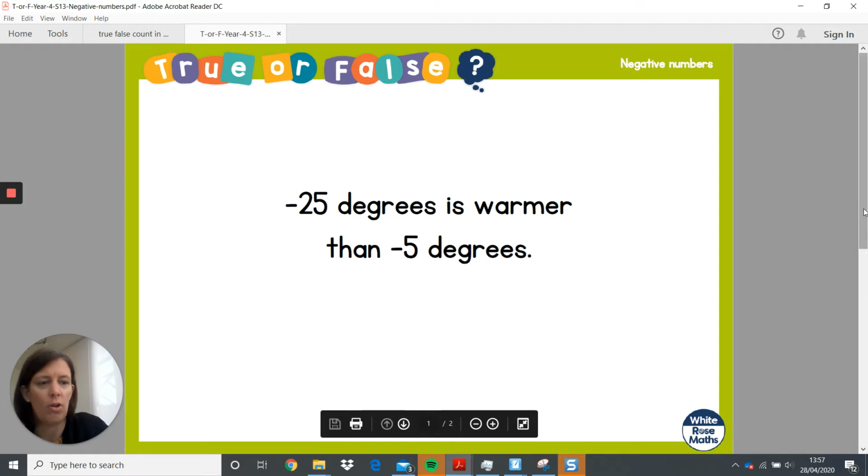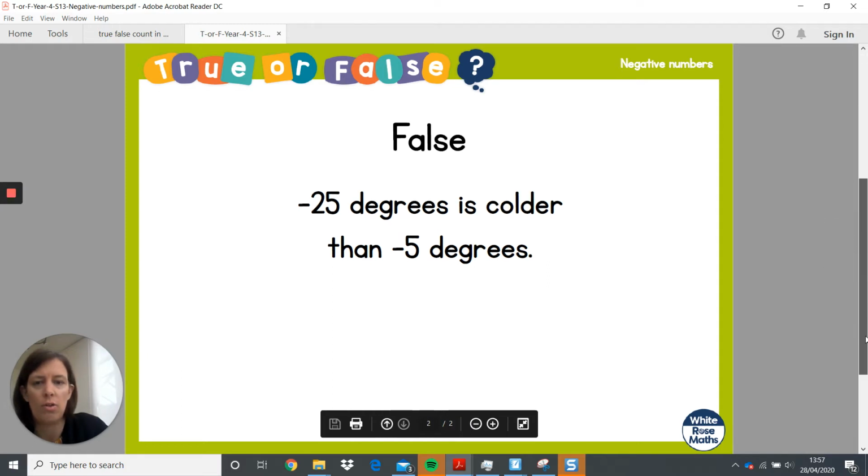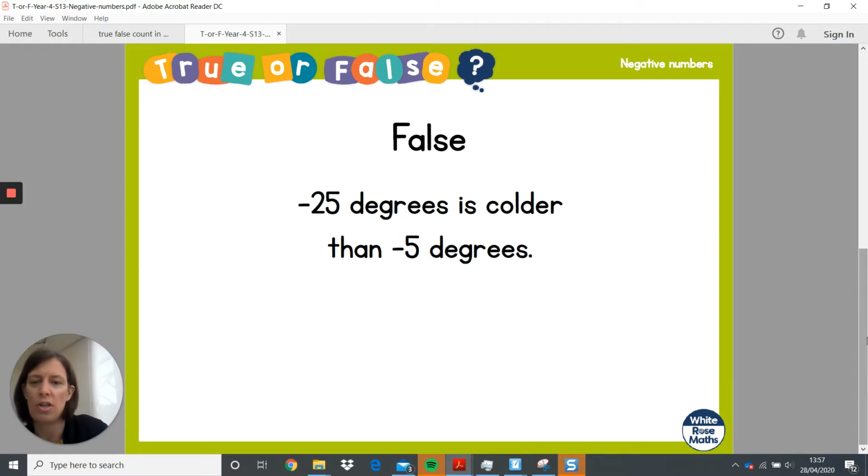Okay, let's have a look. It was false, of course. Negative 25 degrees is colder than negative 5 because remember, bigger the digits in negative numbers, the smaller they get.